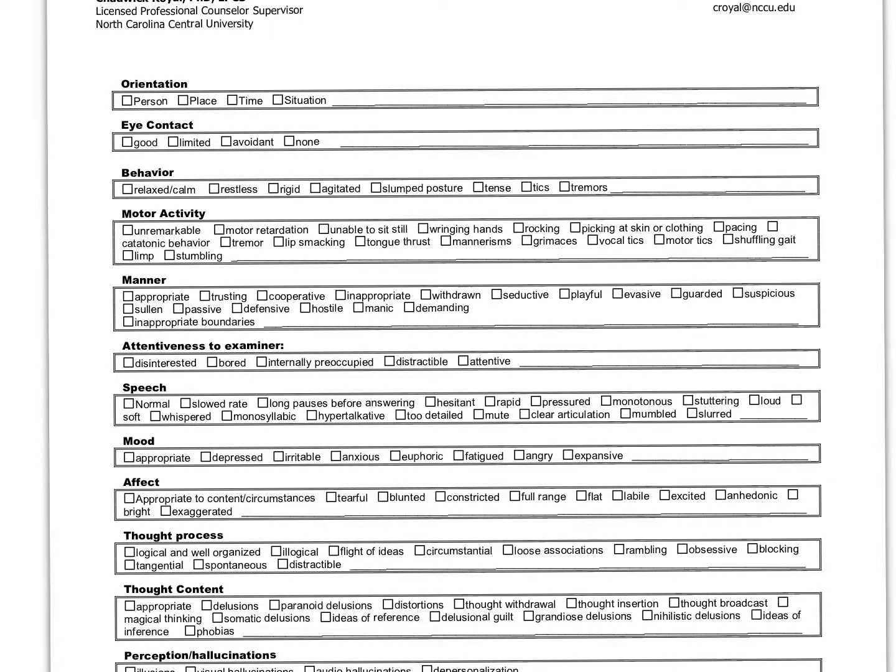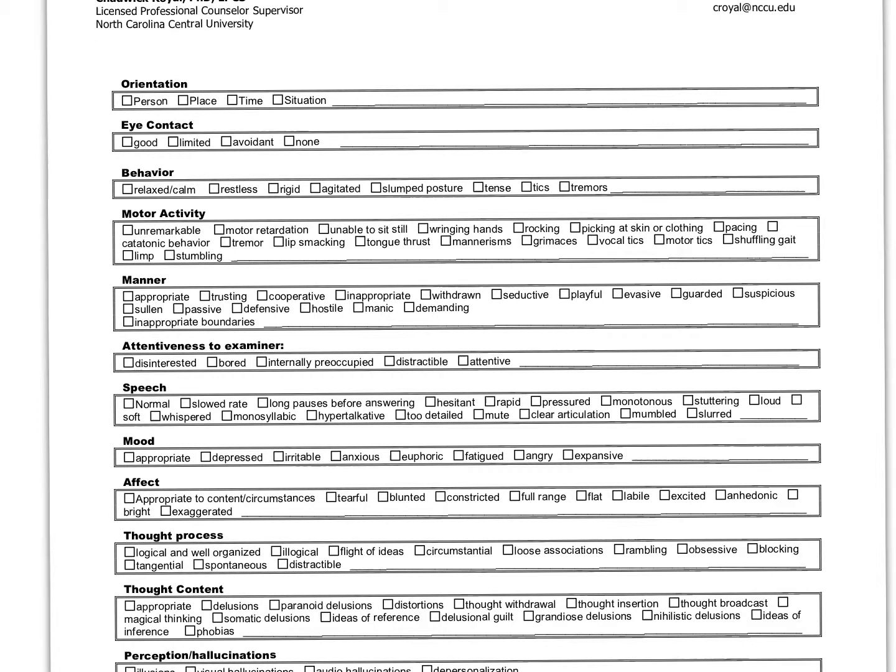Did they wring their hands quite a bit? Were they rocking back and forth? Were they picking at their skin or their clothing? Were they pacing? Were they perhaps catatonic? Did they have a tremor? Were they smacking their lips quite a bit, thrusting their tongue? These are some symptoms of schizophrenia.